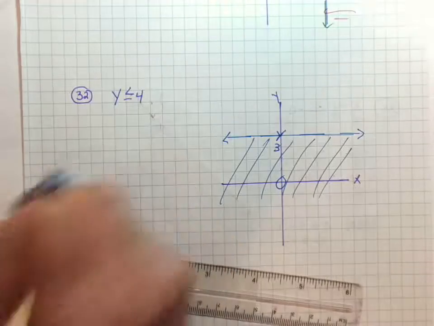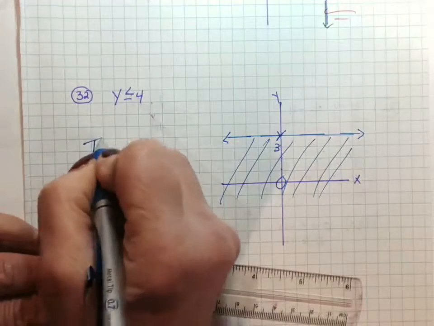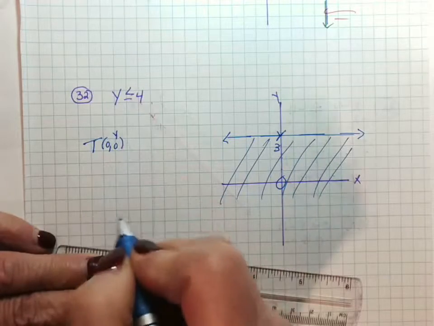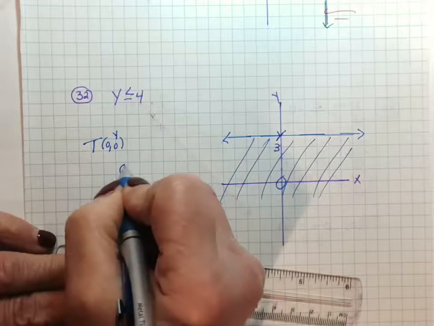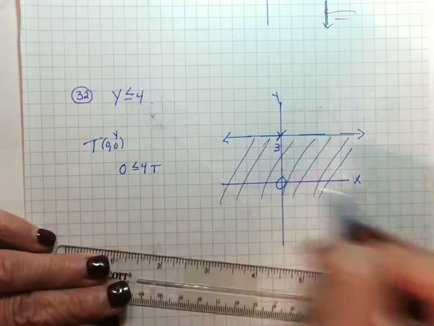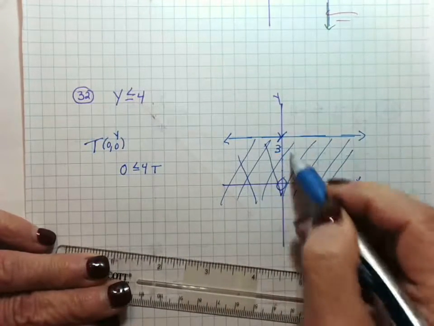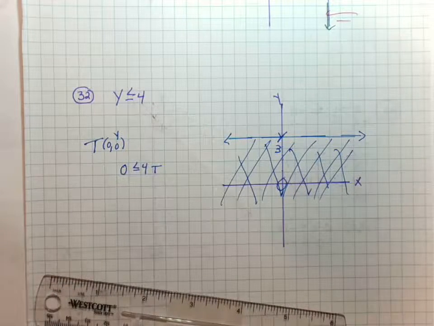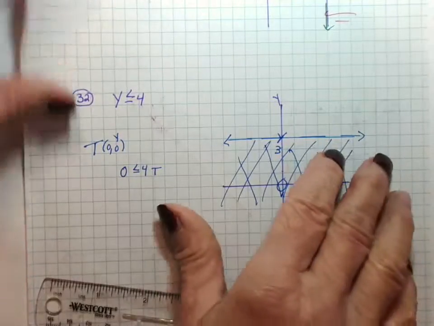So here we could test 0, 0, and the y is 0. So 0 is less than or equal to 4. That's true, so that's why we shaded the bottom. So those are all the even answers to your 6.7 homework.